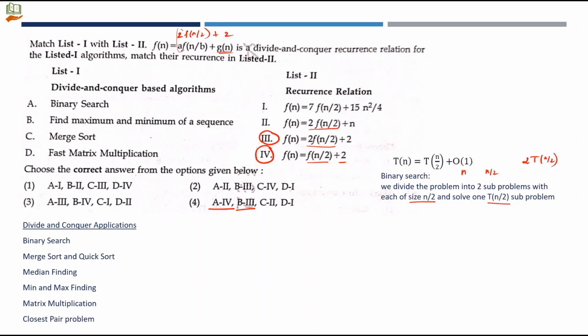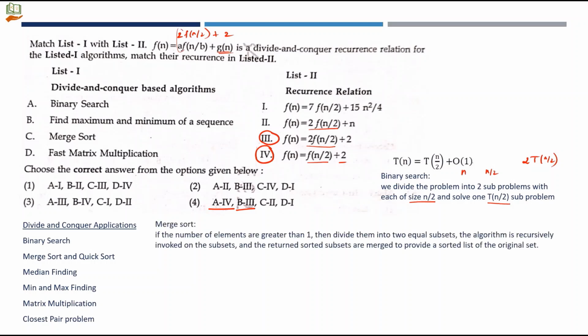What happens in merge sort? If the number of elements is greater than 1, then divide them into 2 equal subsets. This is actually the n by 2 part. The algorithm is recursively invoked on the subsets. So if I take a list of elements here, I am just dividing it by 2. This subset is also divided by 2. Again, this subset is divided by 2. It keeps on recursively dividing it, and the returned sorted subsets.